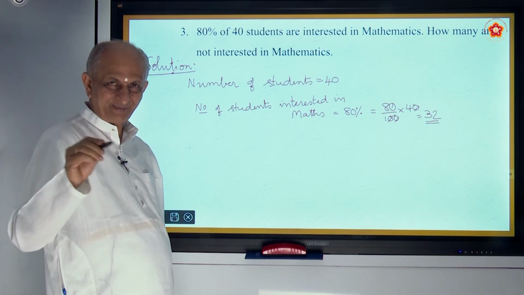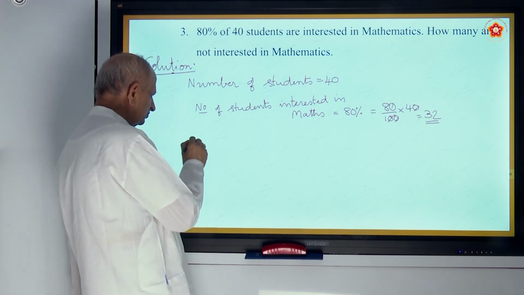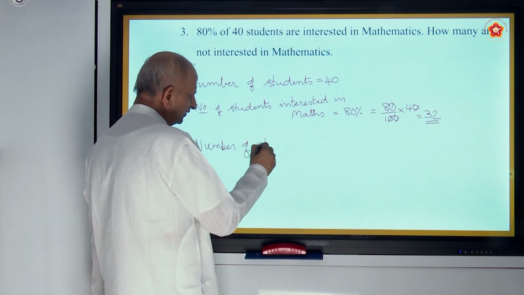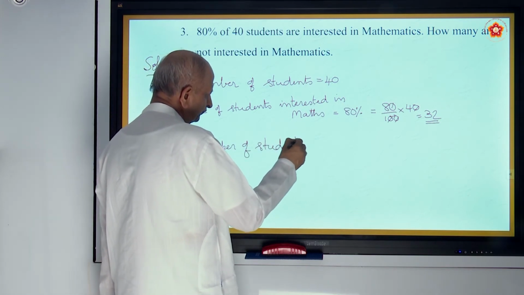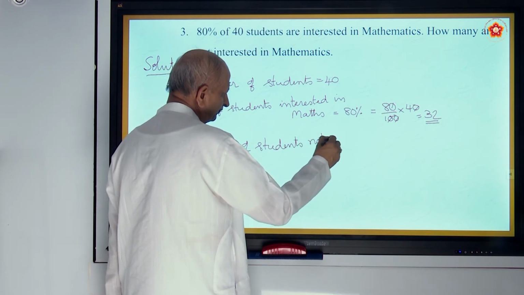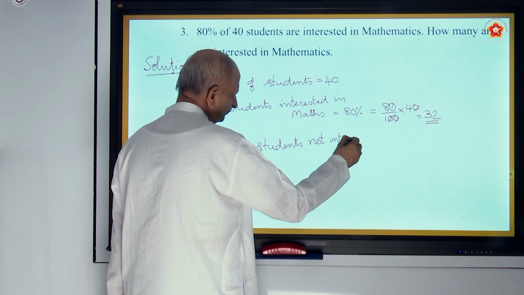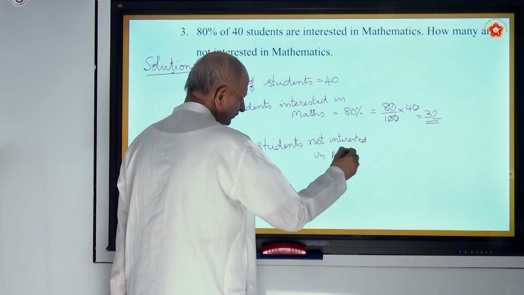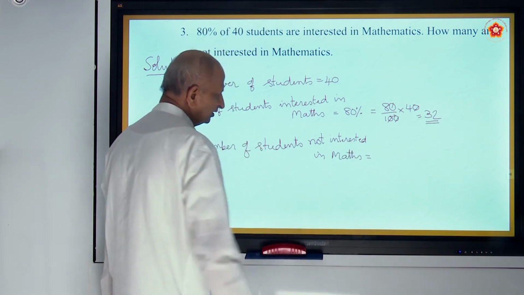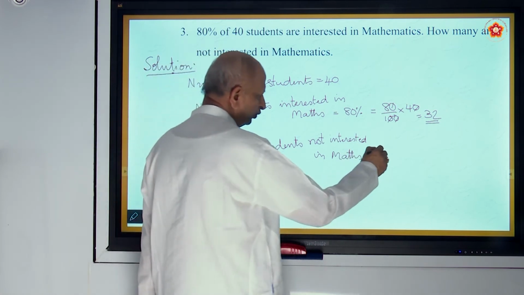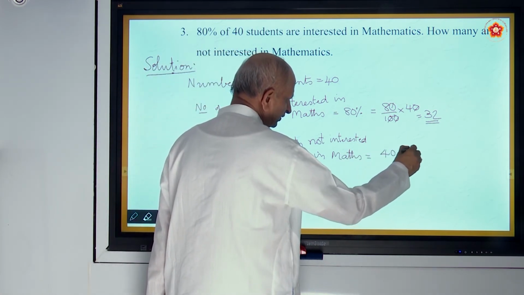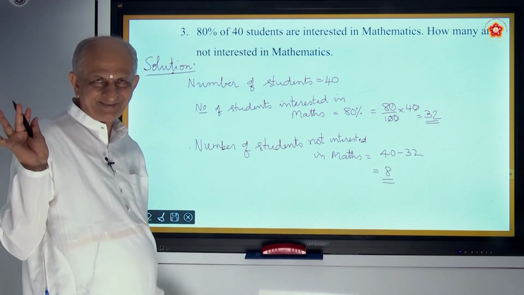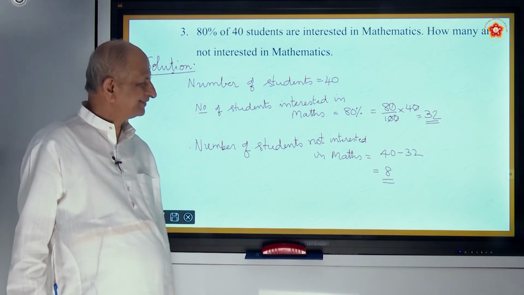Not you, you are interested, but there will be some. So number of students not interested in maths. So 32 are interested, not interested means 40 minus 32, that is equal to 8. That's all. Okay, noted?